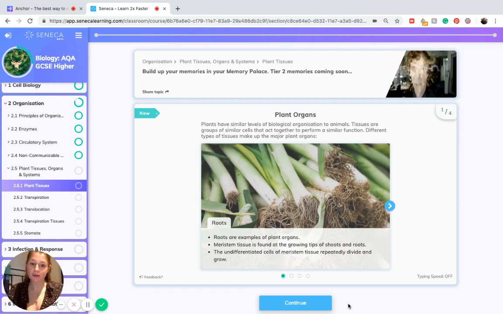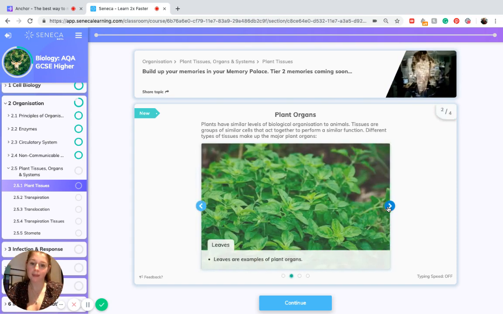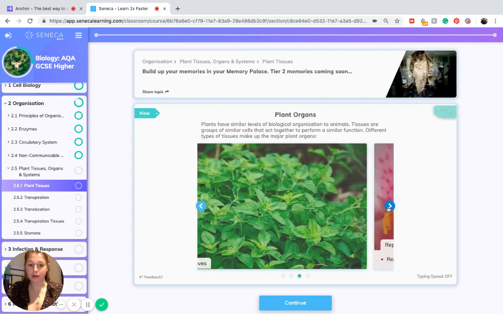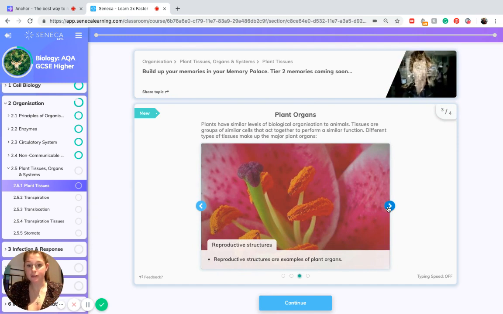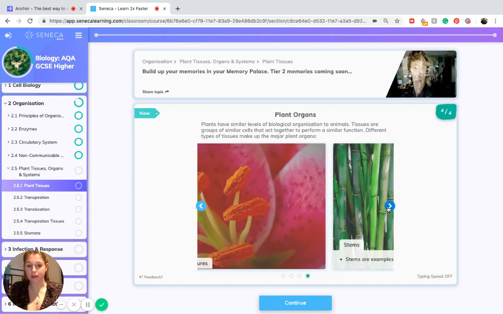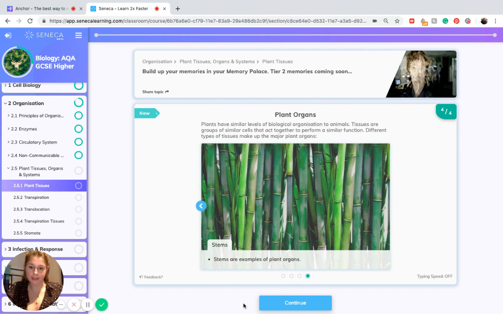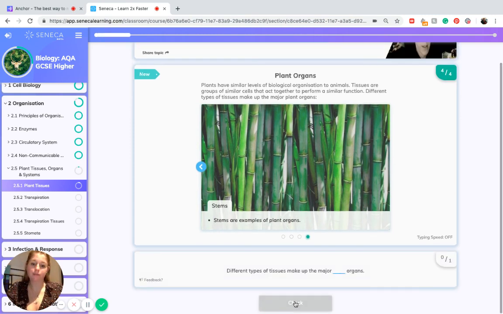Meristem tissue is found at the growing tips of shoots and roots. The undifferentiated cells of meristem tissue repeatedly divide and grow. Leaves are another example of plant organs. The reproductive structures are examples of plant organs, and stems are also examples of plant organs.